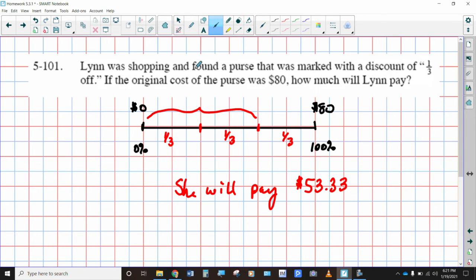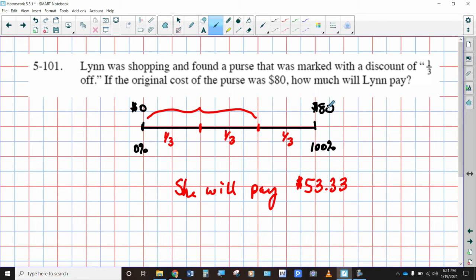All right, Lynn was shopping and found a purse that was marked with a discount of 1/3 off. If the original cost was $80, how much will Lynn pay? Okay, so in this situation, I'm going to create a diagram, and I'm going to break it up into 1/3 sections. This represents 1/3, this represents 1/3, and this represents 1/3.